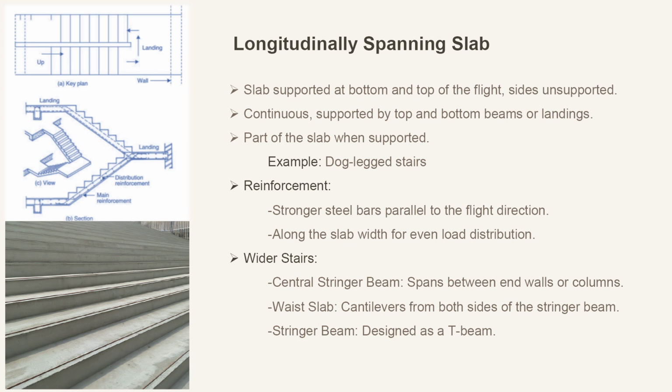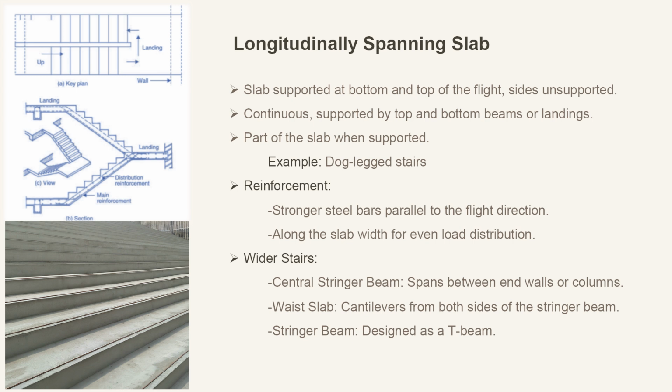Let's talk about another type of stair, type 2, where the slab spans longitudinally. In this setup, the slab is supported at the bottom and the top of the flight, but the sides remain unsupported. Imagine a stairway where each flight is continuous and supported by beams at the top and bottom or on landing. When supported on landing, these landings become part of the slab itself. A typical example of this is the dog-leg stair as shown in the figure.